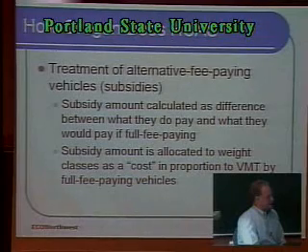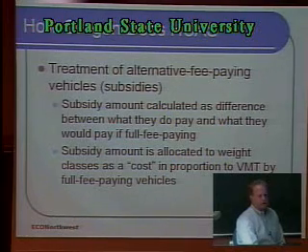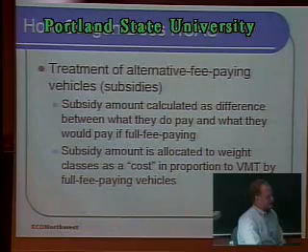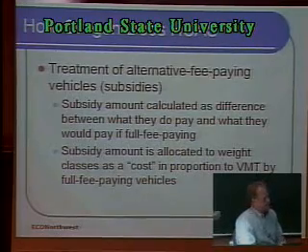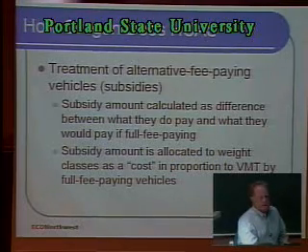And so for all of these alternative fee-paying vehicles, we determine what they would have paid if they were treated as a normal vehicle. And the difference is considered a subsidy. And then that subsidy amount is treated as a cost and allocated in proportion to VMT by full fee paying vehicles.